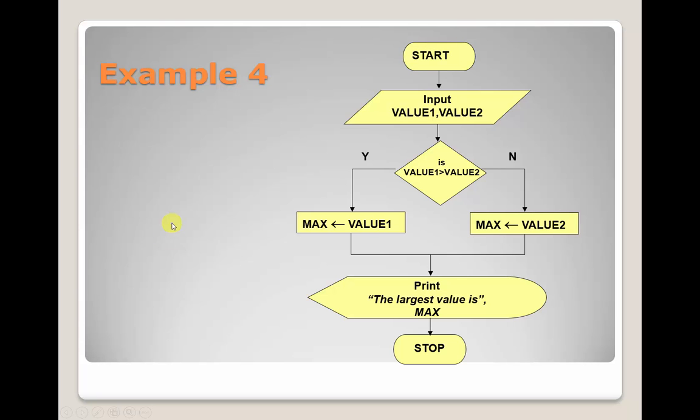And then here's an example of the flowchart that represents that little algorithm. Again, the start and the end are in the ovals. We have input of our two values. We have a decision statement, which can only be true or false. Depending on that, we assign the proper value into the variable max. And finally, we do our output, which is printing the text "The largest value is." Note the quotes around the text, comma, and then max.